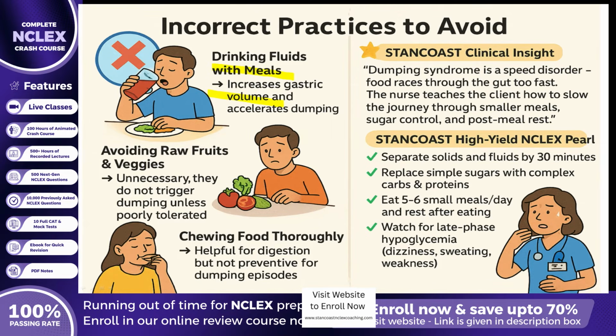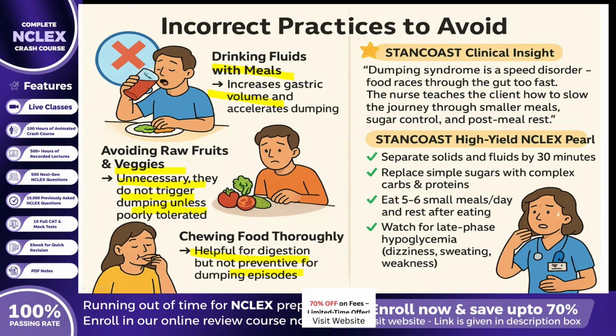In addition, option 3, restrict consumption of raw fruits and vegetables. Incorrect. This restriction is unnecessary. These foods do not cause dumping syndrome unless they are poorly tolerated. The focus should remain on controlling carbohydrate type and timing of fluid intake. Lastly, option 6, chew food thoroughly while eating. Incorrect. While thorough chewing aids digestion, it does not directly prevent dumping syndrome. The critical preventive measures include eating small, frequent meals, avoiding simple sugars, and resting after eating.